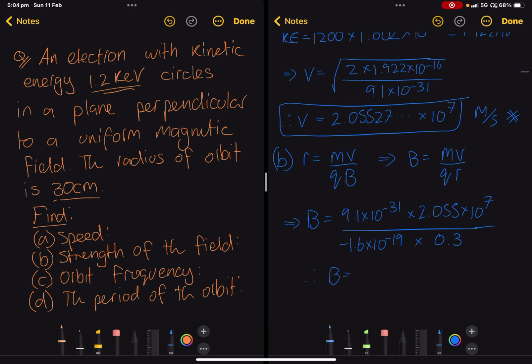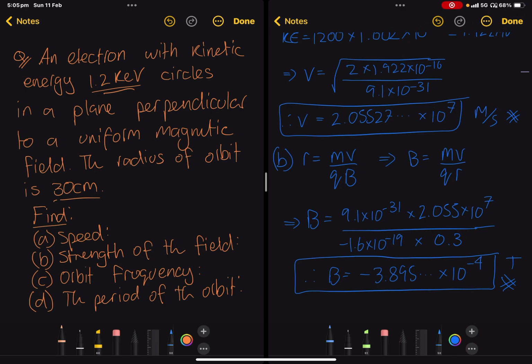So now we're going to find our magnetic field strength. We get 9.1 times 10 to the minus 31 times 2.055 times 10 to the power of 7, all divided by minus 1.6 times 10 to the power of minus 19 times 0.3. My calculator tells me this is about minus 3.895 times 10 to the minus 4. And this is going to be in Teslas.